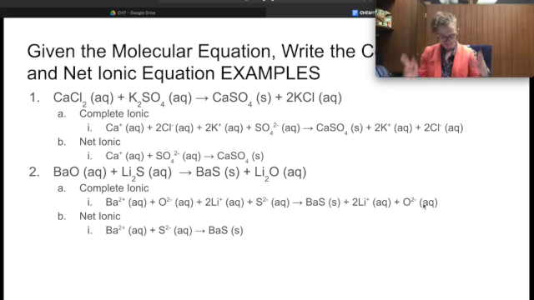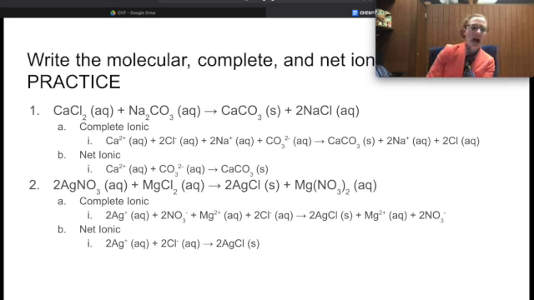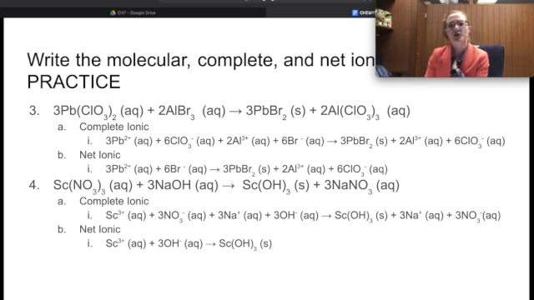So these are some examples of, if you're given the molecular equation, can you write the complete and net ionic equations as well? So here's some more practice where you have the molecular equation. Can you write the complete ionic equation and the net ionic equation? I have this all written out for you so that you can check those out, get some practice in on that. And that's chapter 7. So please let me know if you have any questions.